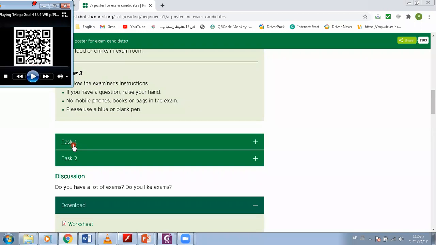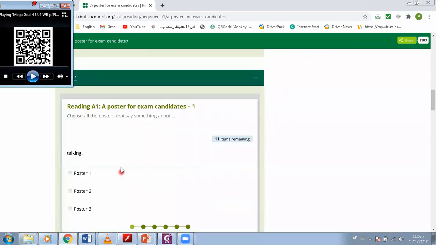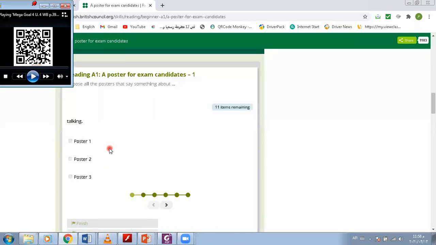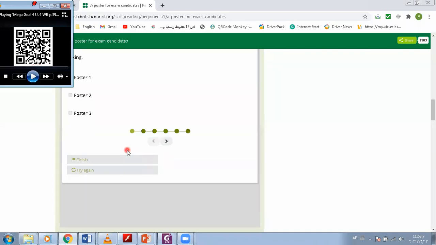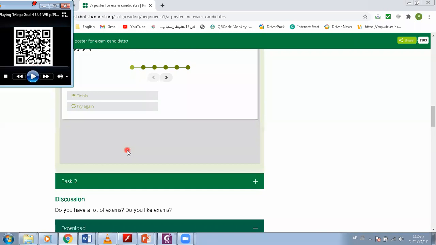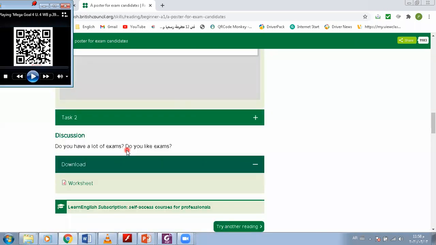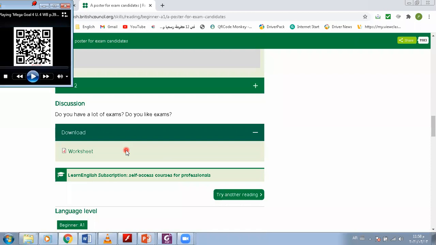Task 1, if we go here, we can find some questions after reading the text, and we can answer them and know the mark at the end of reading and answering the questions. This is an important site that can help you to enhance your reading in English and how to answer questions related to reading texts. Okay, and now, my dear students, let's go to the last part.